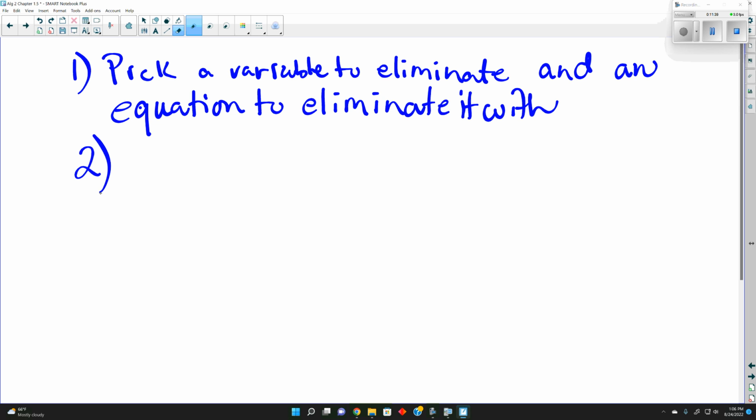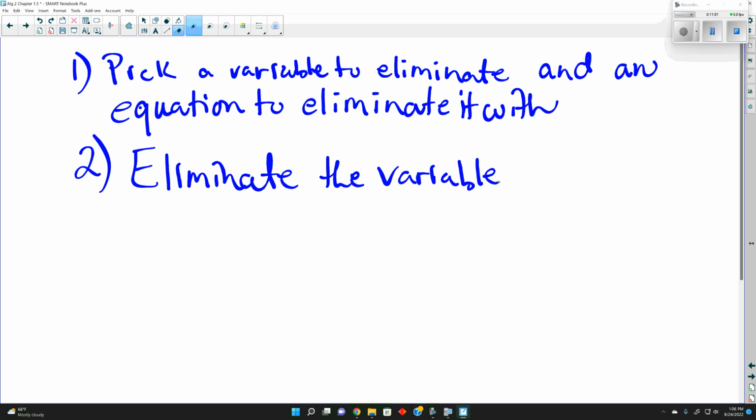Step 2. Eliminate the variable, or eliminate a variable, because we're going to eliminate the one we chose. That's the main second step. All right.